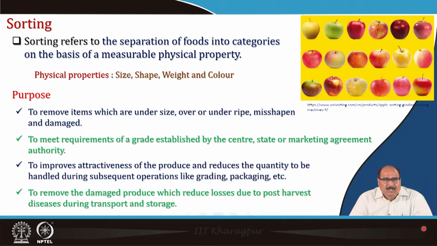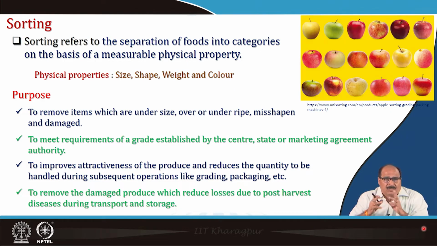Sorting refers to the separation of foods into various categories based on measurable physical properties. Materials can be sorted on the basis of size, shape, weight, color and so on. As you can see in the picture, these are apples of different colors. All the apples having the same color can be sorted into one group.